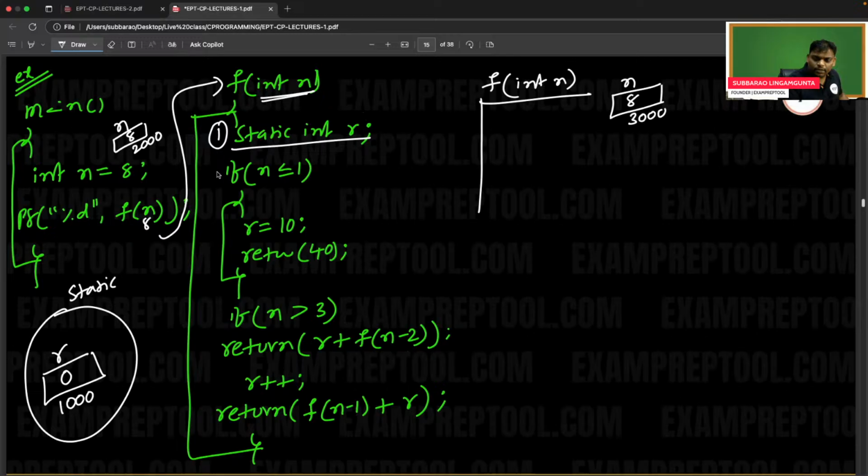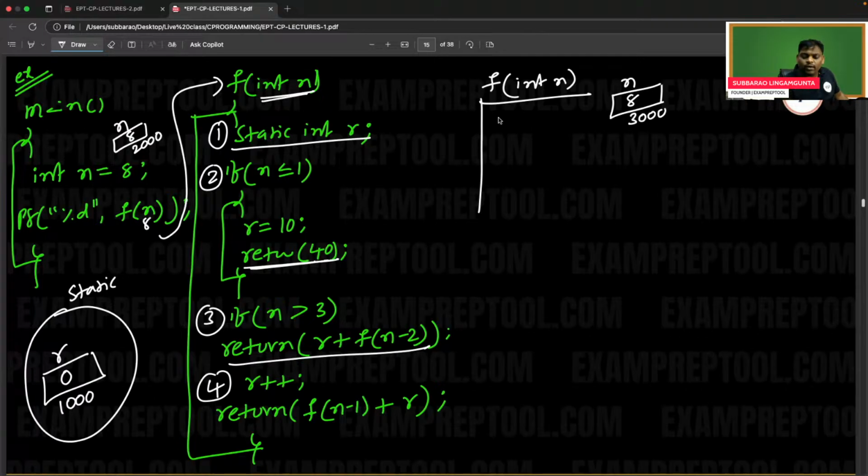Static, skip it. Second line: n value is 8. 8 is less than or equal to 1? Condition fails. Remember, if the second is true, I don't go to 3 because there is a return. If the third is true, I will return, and I don't go to 4. So among 2, 3, 4, only one will execute.